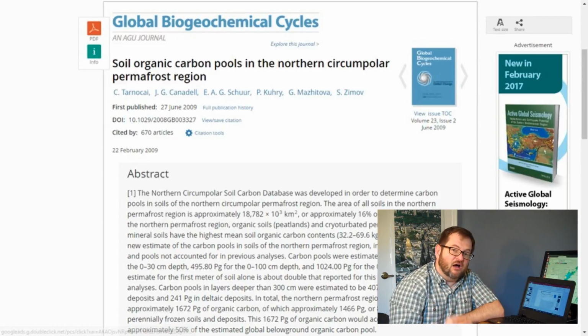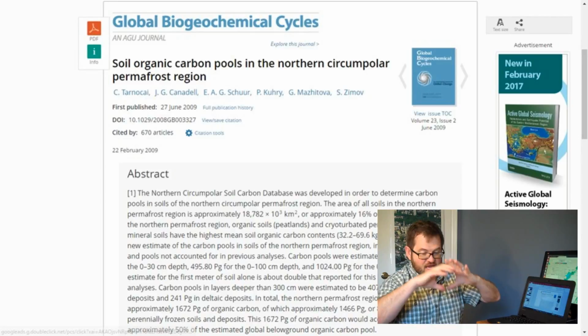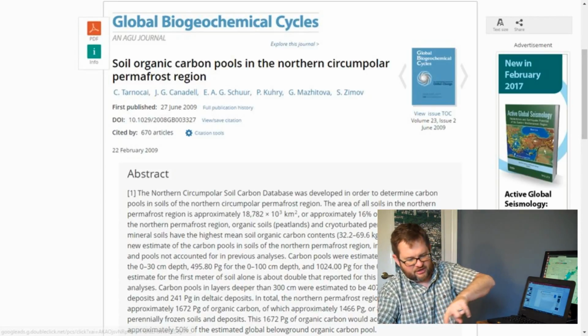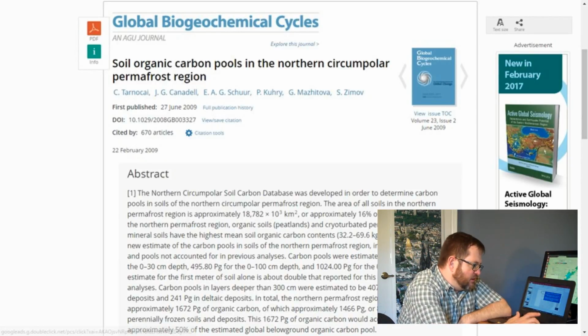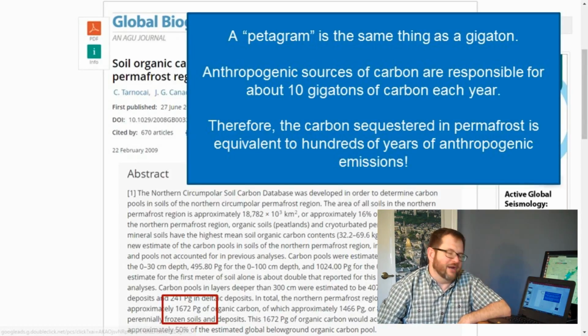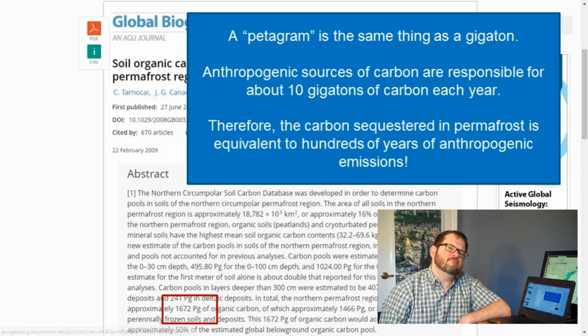The areal extent of permafrost is pretty impressive. I mean, take a look at a globe sometime. Look at the North Pole end of it, and look at northern Canada, northern Alaska, and Siberia, and Scandinavia. There's a lot of permafrost in the northern hemisphere, and together it stores about 1,670 petagrams of carbon. Petagrams? A petagram is actually a terrible unit of carbon, but it can be converted into a gigaton. A petagram is a gigaton.